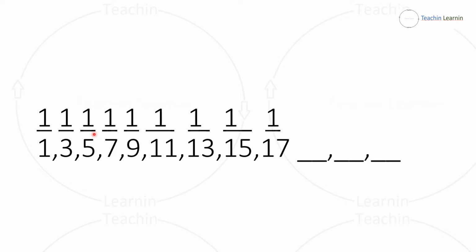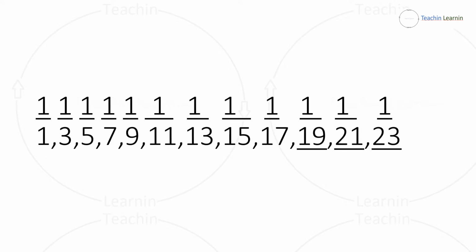Now have a careful look at all these numbers. 1 by 1, 1 by 3, 1 by 5, 1 by 7, 1 by 9, and so on. Now, after having a careful look at these numbers, can you fill these spaces? Now I think you can fill these spaces. If your answer is 1 by 19, 1 by 21, 1 by 23, then again you are perfectly right.